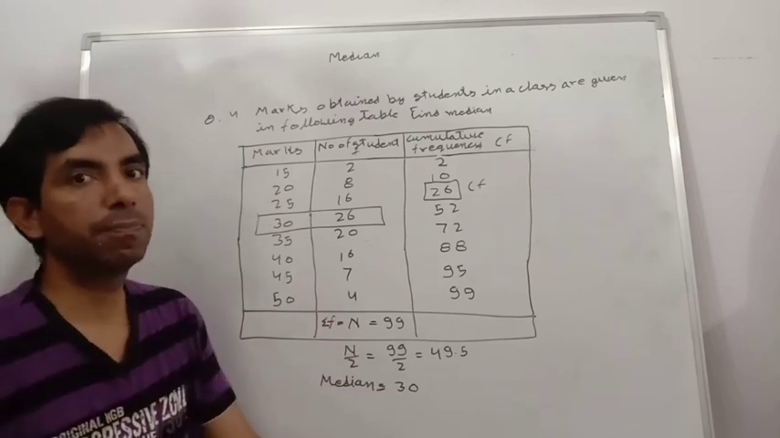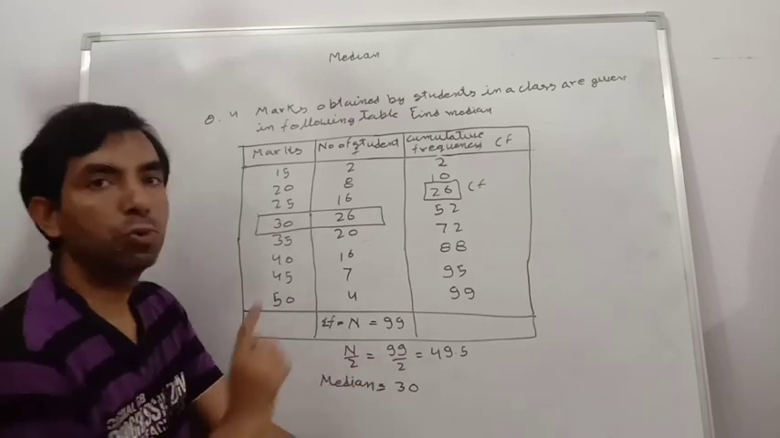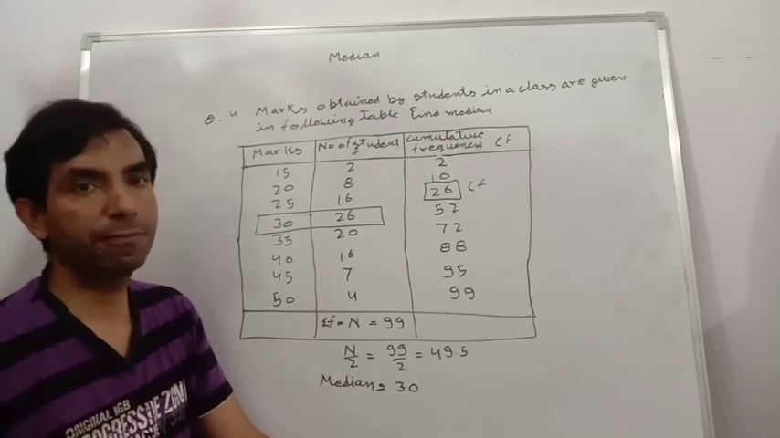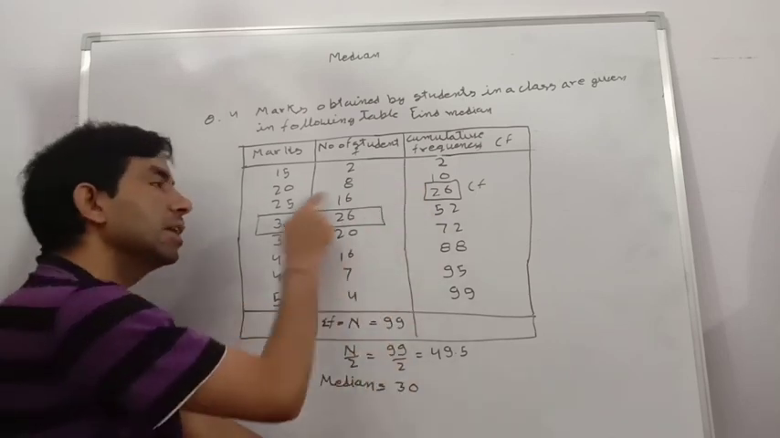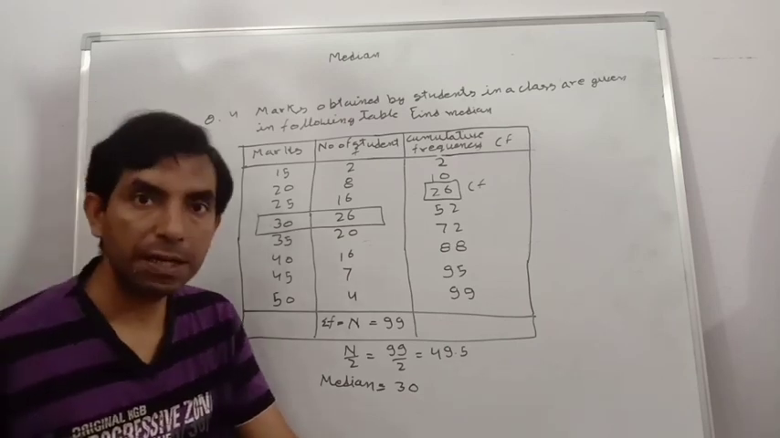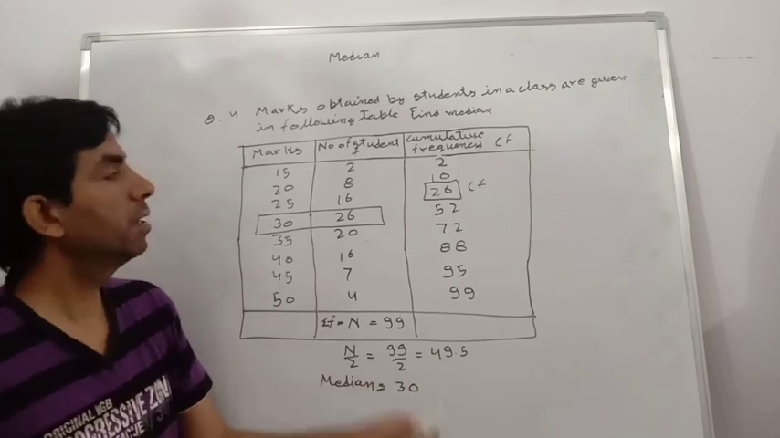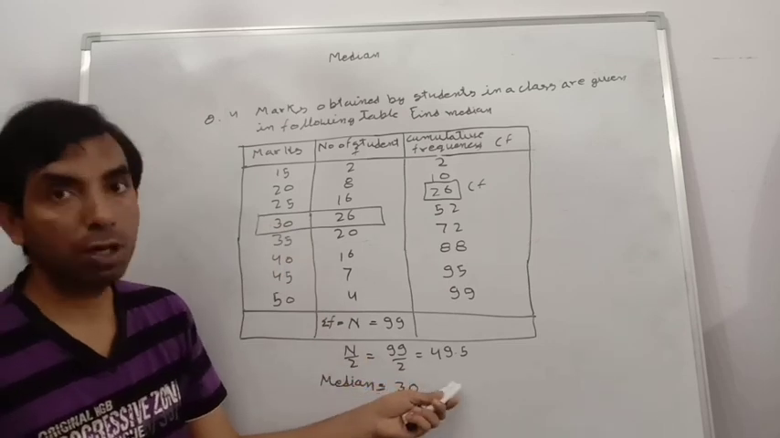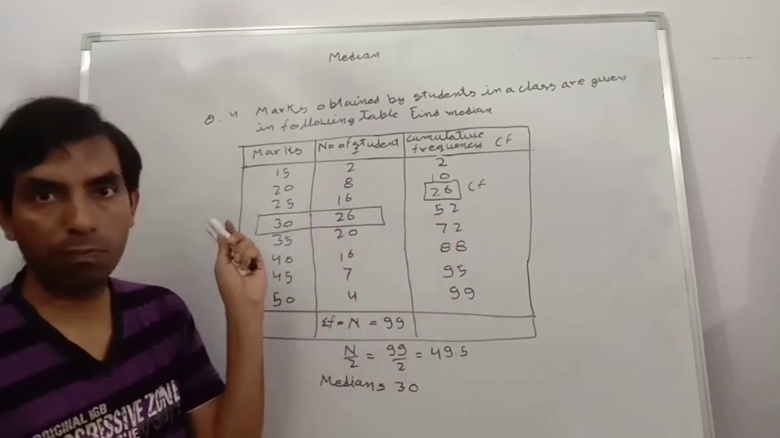Always remember that if the n upon 2 value is equal to the CF, then this class is the median class. Again repeating that, if CF is equal to the n upon 2 value, then our answer is 25. But here CF is smaller, so we write the value of the next row.